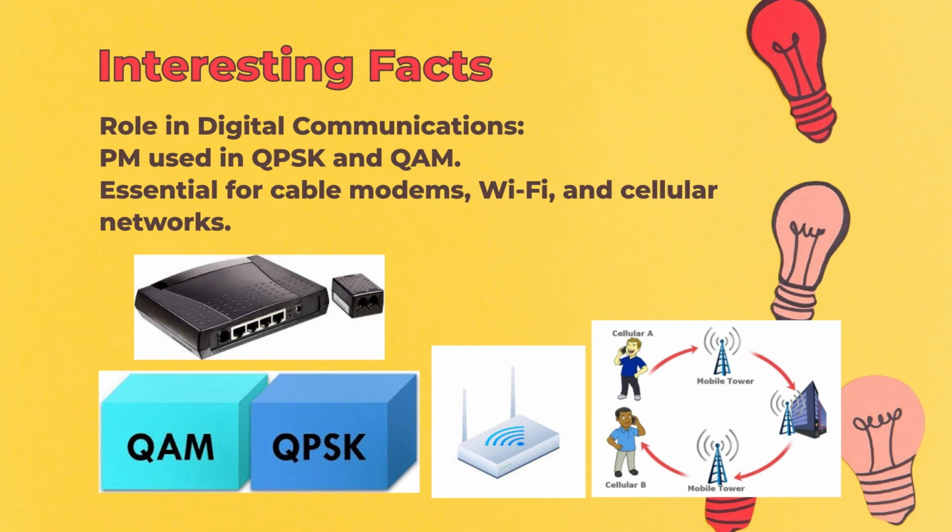Now, QPSK uses 4 different phase shifts to represent digital data, allowing it to transmit 2 bits per symbol. QAM combines both amplitude and phase modulation to increase the data rate and efficiency of communication systems, making it essential for technologies like cable modems, Wi-Fi and cellular networks.